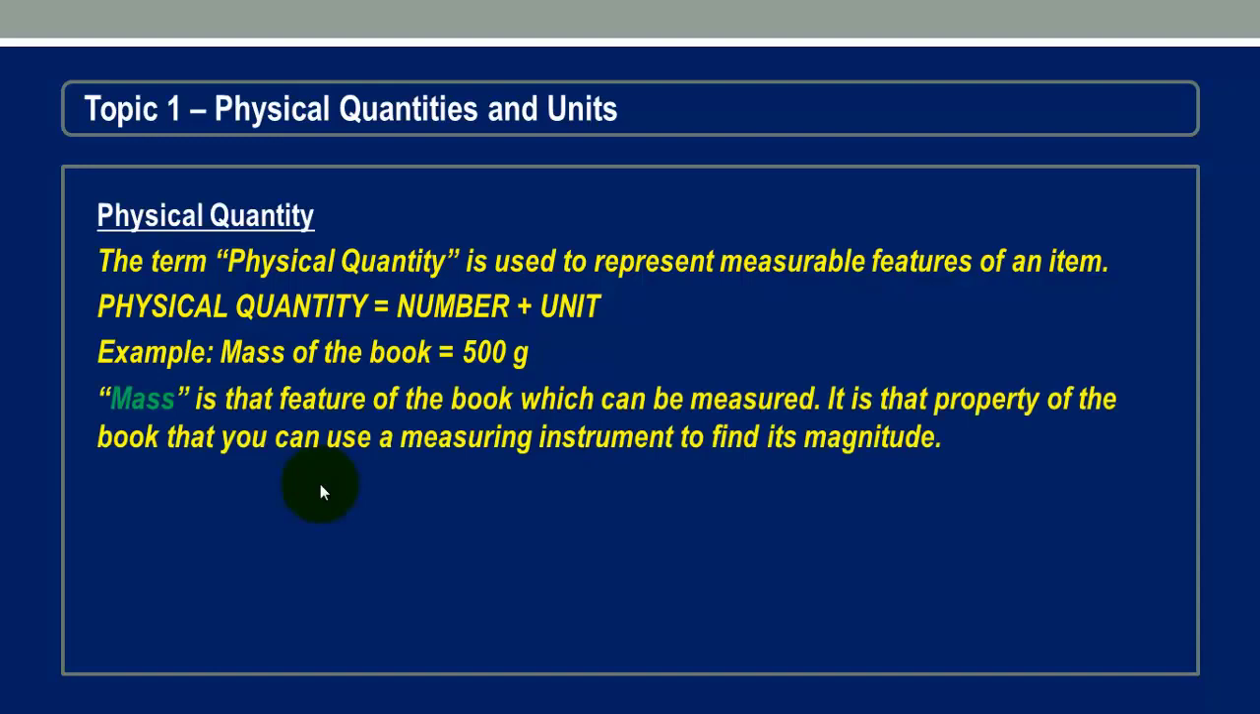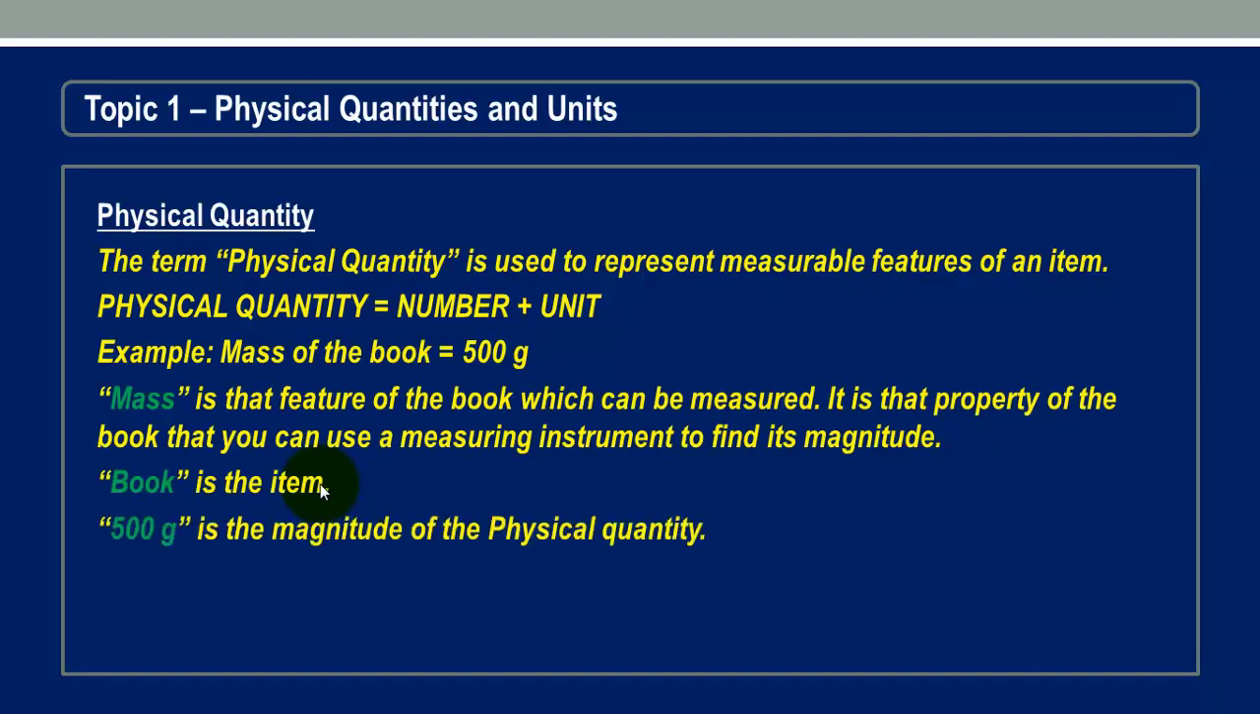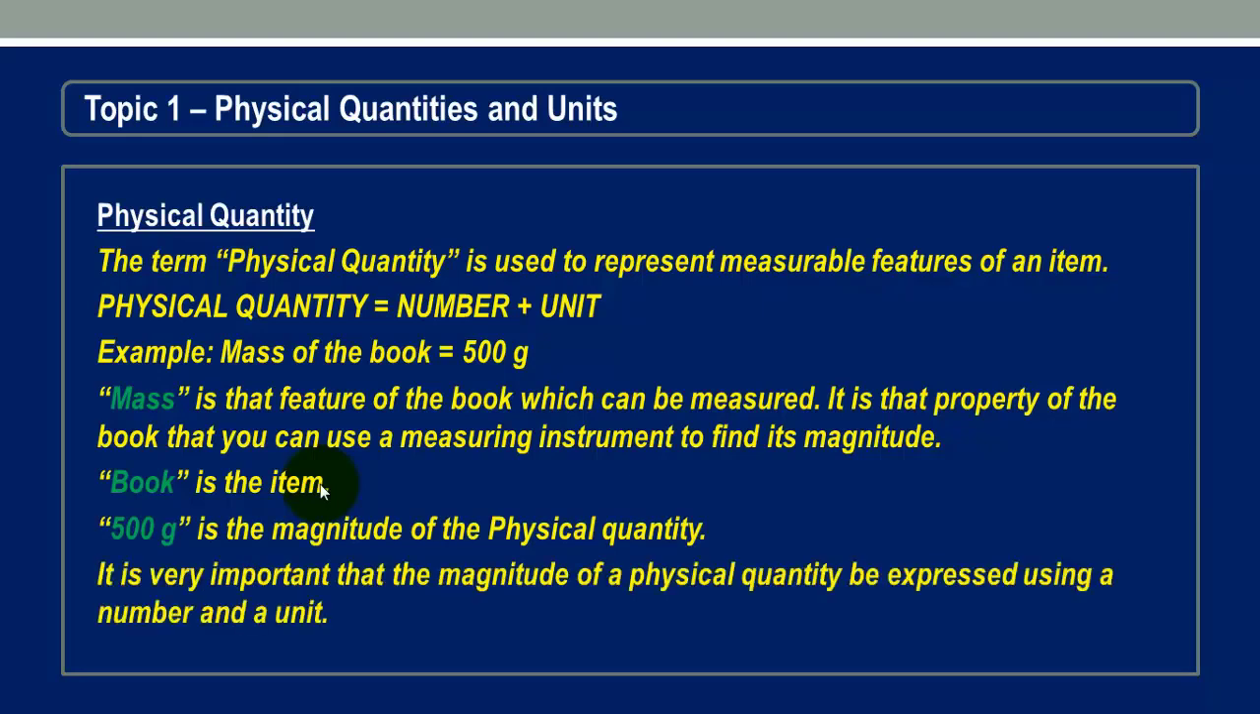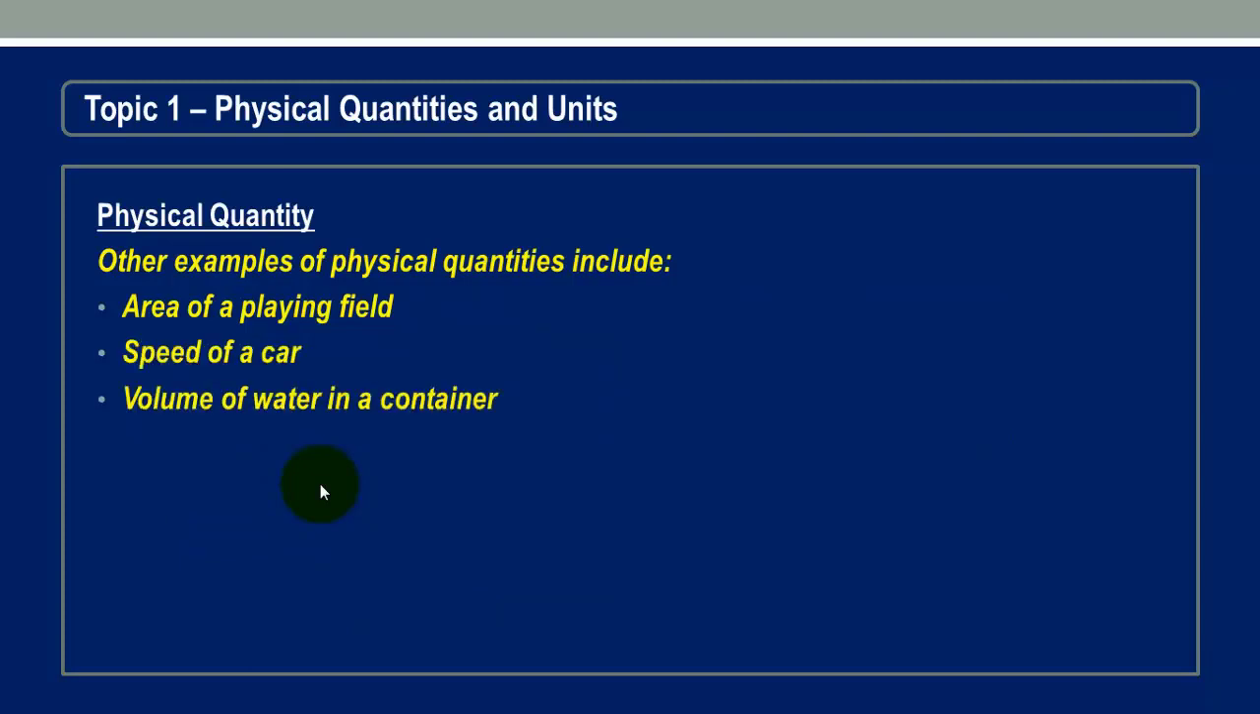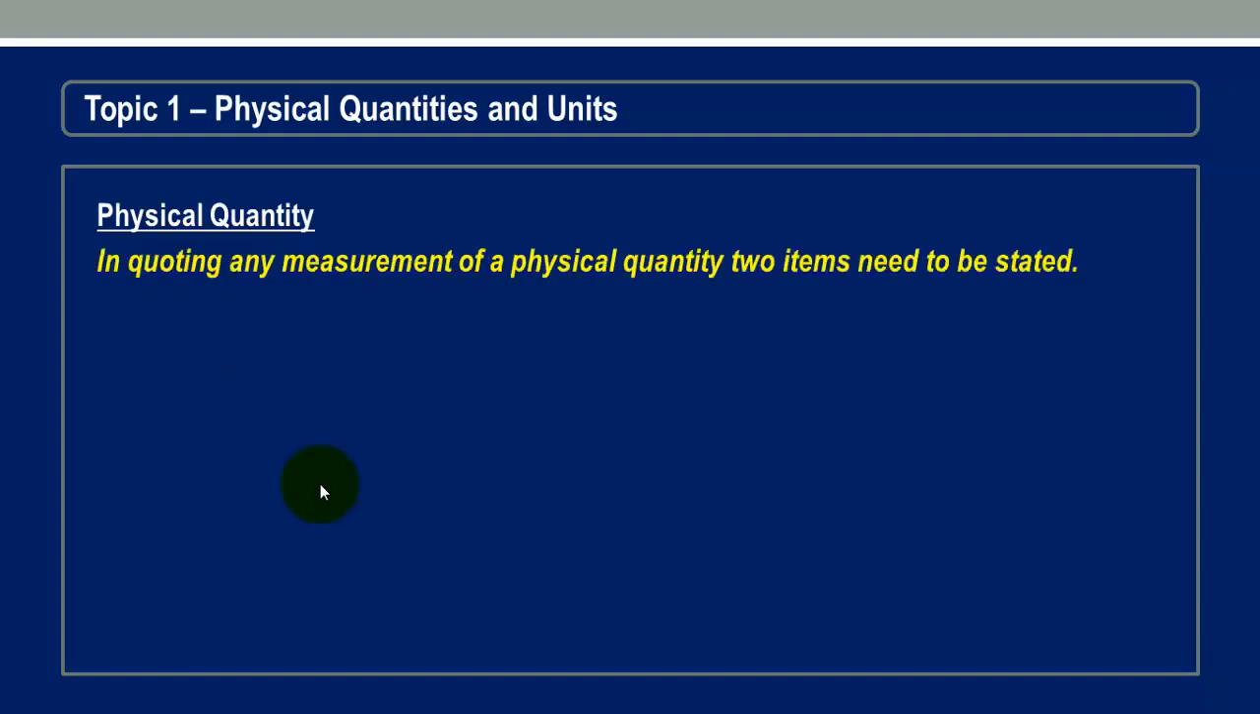It is that property of the book that you can use a measuring instrument to find its magnitude. Book is the item. 500 grams is the magnitude of the physical quantity. It is very important that the magnitude of a physical quantity be expressed using a number and a unit. Other examples of physical quantities include area of a playing field, speed of a car, volume of water in a container, and so forth.